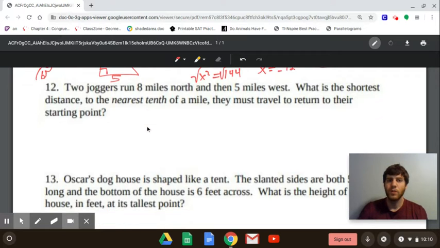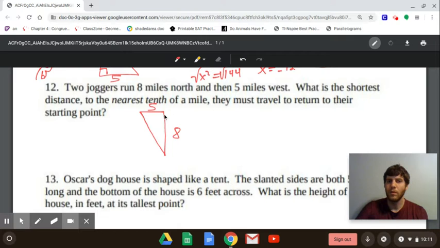Right, the next one says 2 joggers run 8 miles north and 5 miles west. So they run 8 miles this way. Wasn't very straight. And then they run 5 miles west. Okay, and we want to know the shortest distance they must travel to return to their starting point from where they are. So that's going to be this piece here.